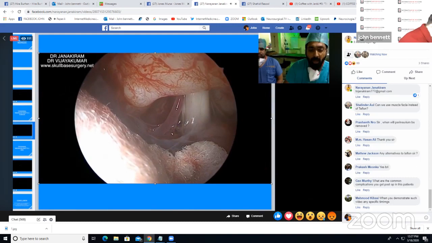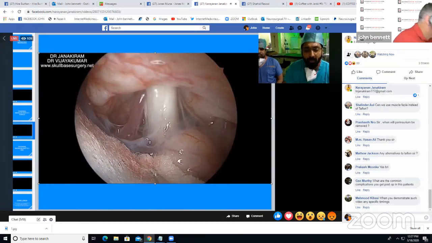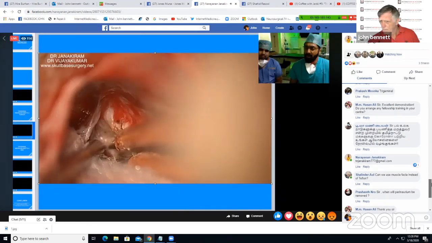What are the common complications you get post-op in this patient, Dr. GSN Murthy? Yes, we can get a nerve injury, now trying to cauterize it.